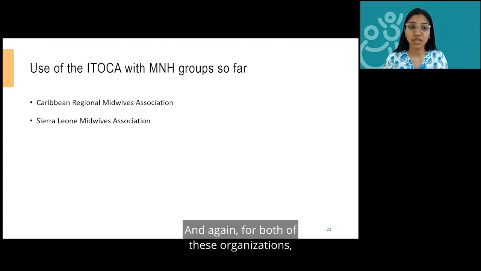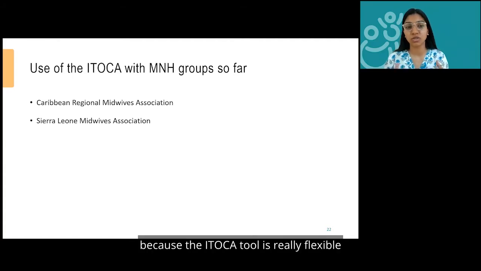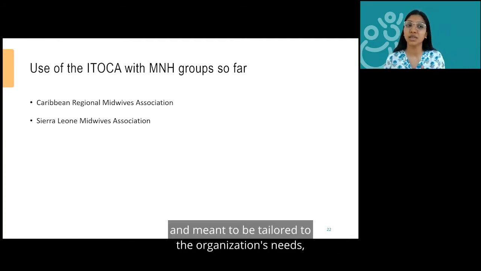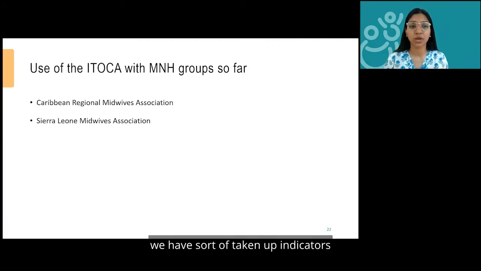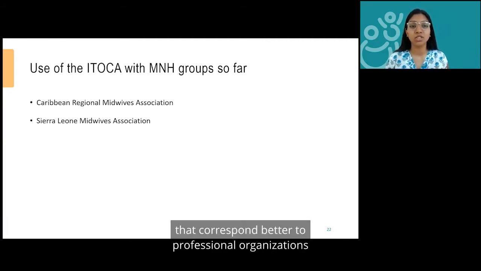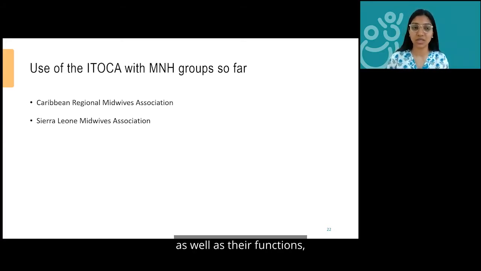And again, for both of these organizations, because the ITOCA tool is really flexible and meant to be tailored to the organization's needs, we have taken up indicators that correspond better to professional organizations as well as their functions, and are using those in the tool to conduct these assessments.